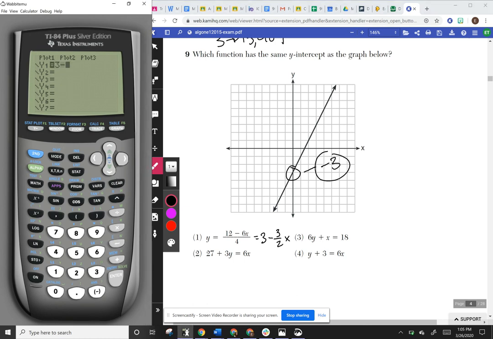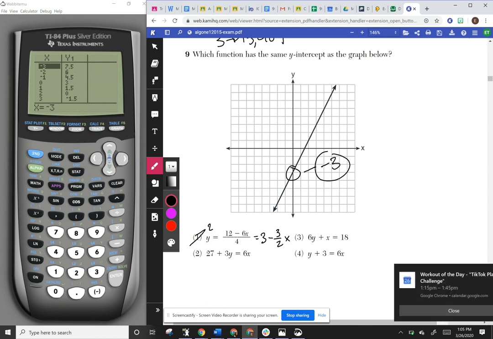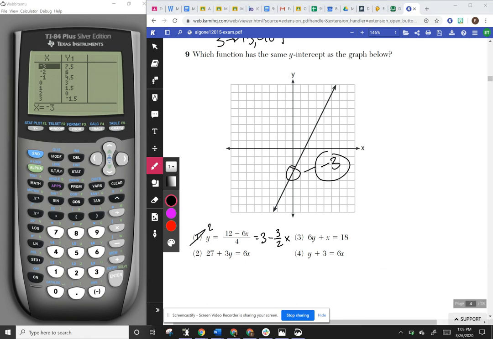So we get 3 minus 1.5. 3 over 2 is 1.5 as a decimal. X. Second graph. And when y is 0, x is 2. So this has a y-intercept of 2, so it's not 1. For the rest of them, we're going to have to solve for y first. And I personally like to start with the easier ones, because why not? So let's look at 4.